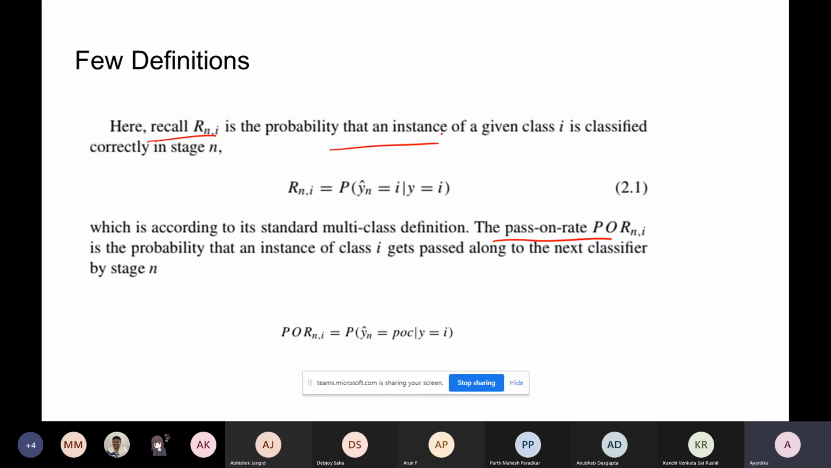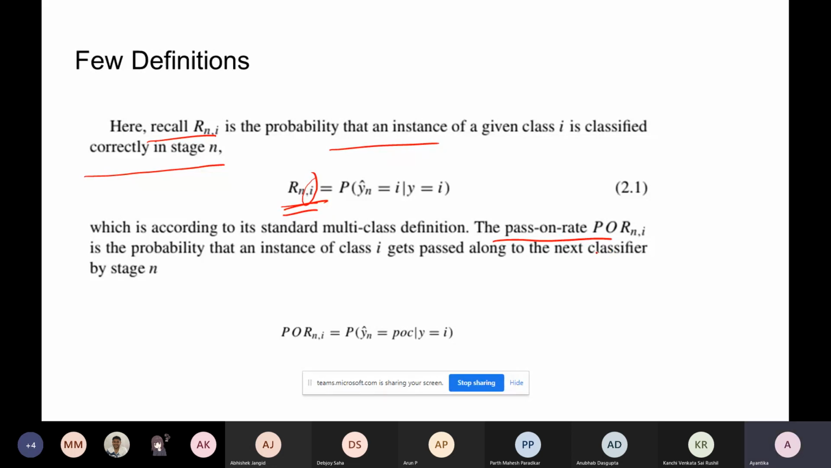Recall is the probability that an instance of a given class I is classified correctly in stage n. In that hierarchical framework, we define recall with two parameters, R with n and r. Here n defines the stage, and r indicates the given class for which we are computing the recall. So this is the probability that an instance of a given class is correctly classified in stage n. This is a very standard definition; maybe you have also studied it in multi-class scenarios, and we will see how it is related to our framework.